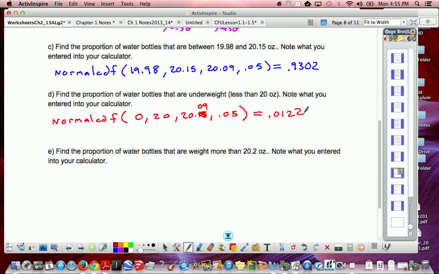Alright, our last one here, it says find the proportion of water bottles that weigh more than 20.2 ounces. Again, let's note what we enter in here. So normal CDF, so we want more than 20.2 ounces. So now we just have to figure out a number to go that's big enough. I'll stick with my 100, that's going to be plenty. You could probably put in 25 and get the exact same answer.